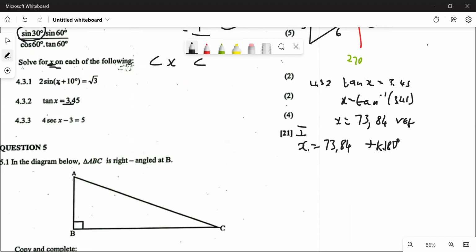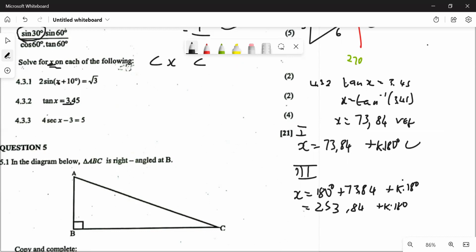Now this is the first quadrant. Where else is this going to be positive? The third quadrant. X is going to be equal to 180 degrees plus 73,84 plus k multiplied by 180. What did you get as your answer? 253,84 plus k multiplied by what? By 180. And then you tell them that k is an element of the integers. It's an integer.